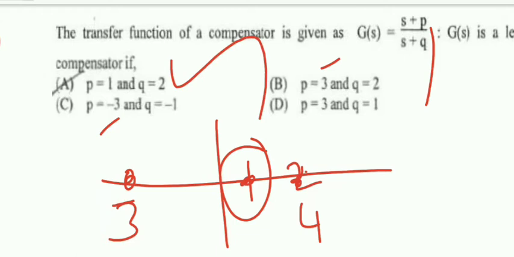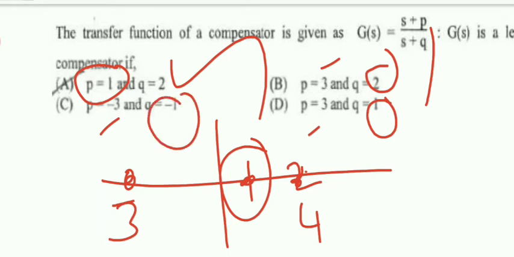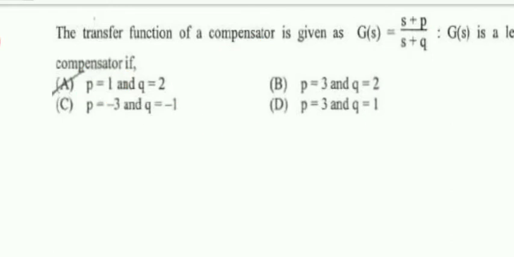Otherwise, you can draw a pole-zero diagram for all the four. Then also you can find that this zero is closer compared to the pole, because here you see the pole is closer as the zero is at 3 only. Here also the pole is closer because the zero is at 3. Here also the pole is closer, right? So in any way, this is the best way. So option A is the right answer.